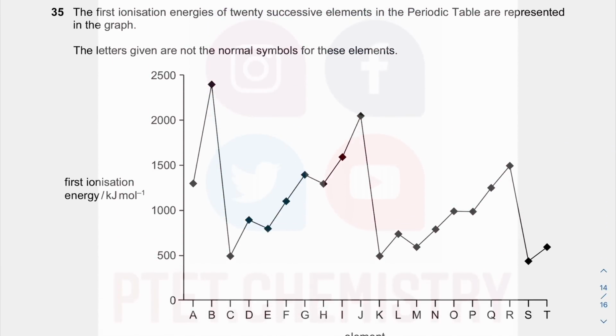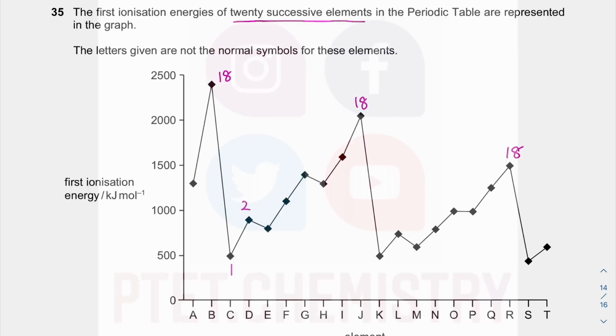Question 35 is the first ionization energy of 20 successive elements in the periodic table. Hope you can see that the highest one are going to be the noble gases, so group 18. So we are essentially going down the group. That's why you see this is higher than this and this is higher than this. It goes all the way down there because you are filling in a new shell which is further away from the nucleus, and the valence electrons are therefore more shielded by the inner shell electrons.